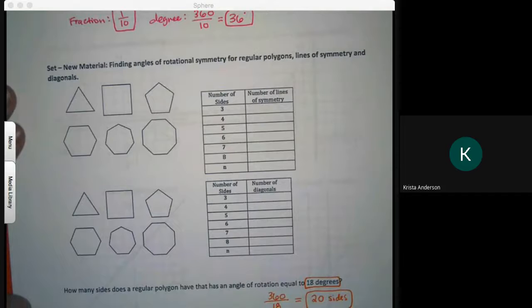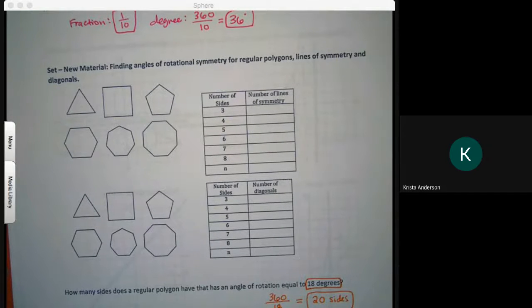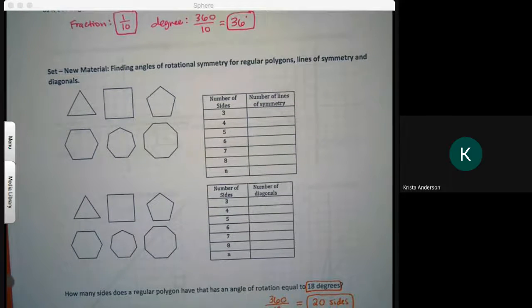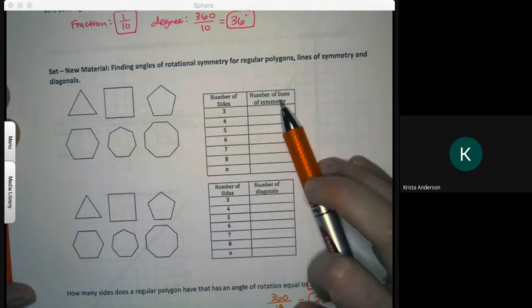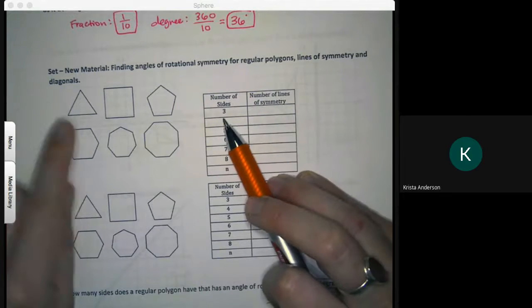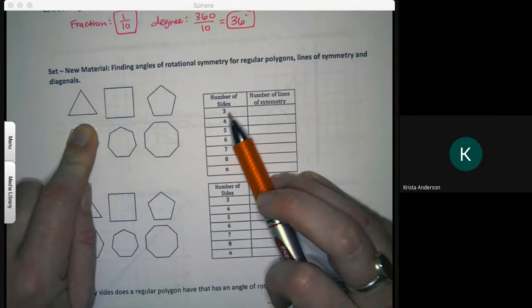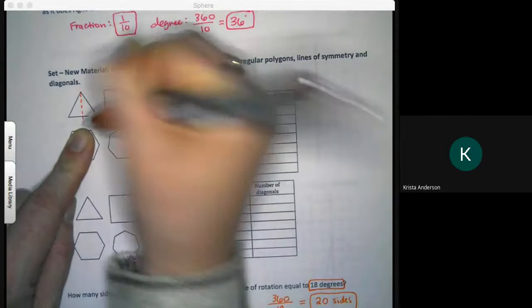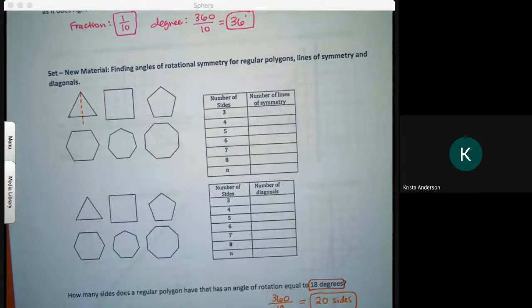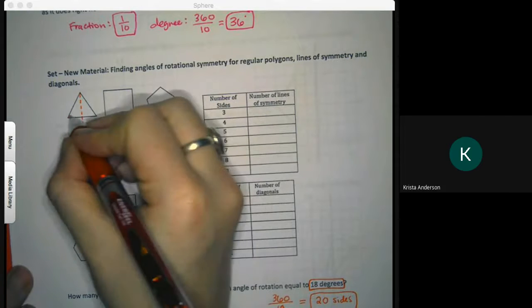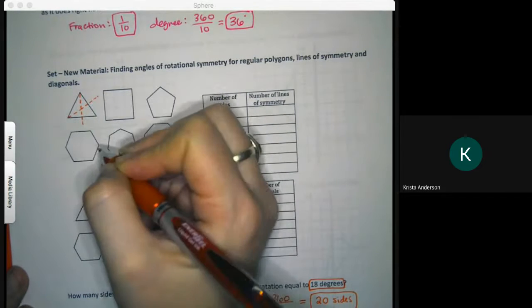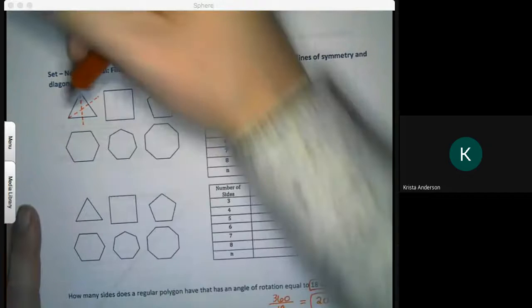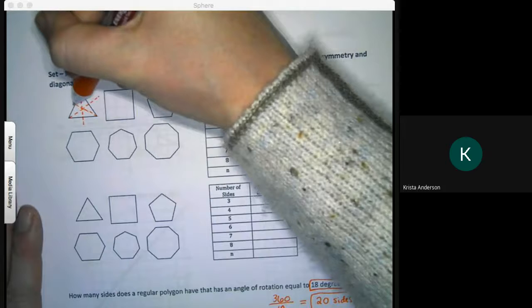The next section is finding the angles of rotational symmetry for regular polygons, lines of symmetry, and diagonals. The first table we're going to fill in is line of symmetry. For the three-sided lines of symmetry, I'm going to draw them. There's one. That would cut it in half, right? Line of symmetry, it would fold and it would perfectly line up. 2, the triangle would fold in half and line up. 3.